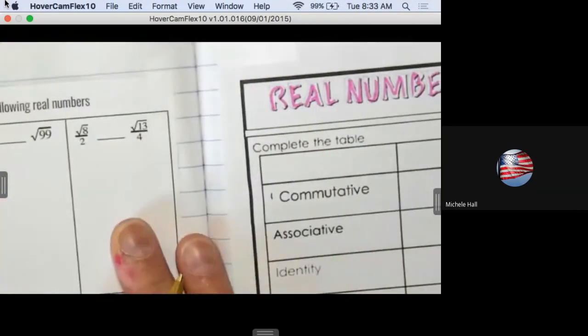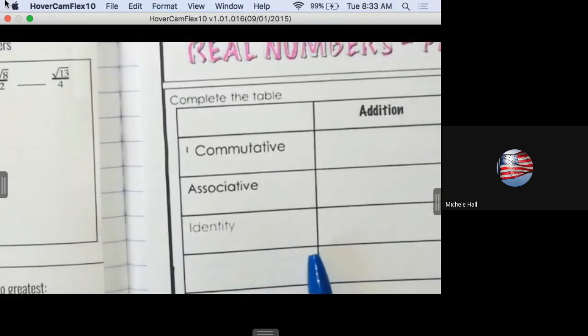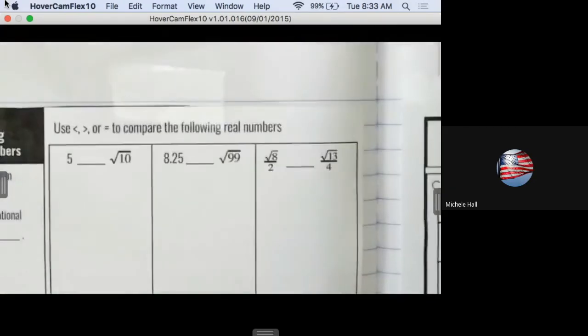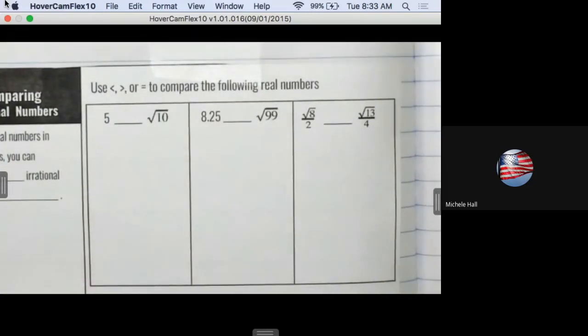Alrighty then. So we're going to do one more, and then we're going to stop here. On Thursday, we're going to talk about properties. So make sure that you watch the video or join class live when we go over the properties. We're going to finish up with real numbers today, and we are just trying to compare them.